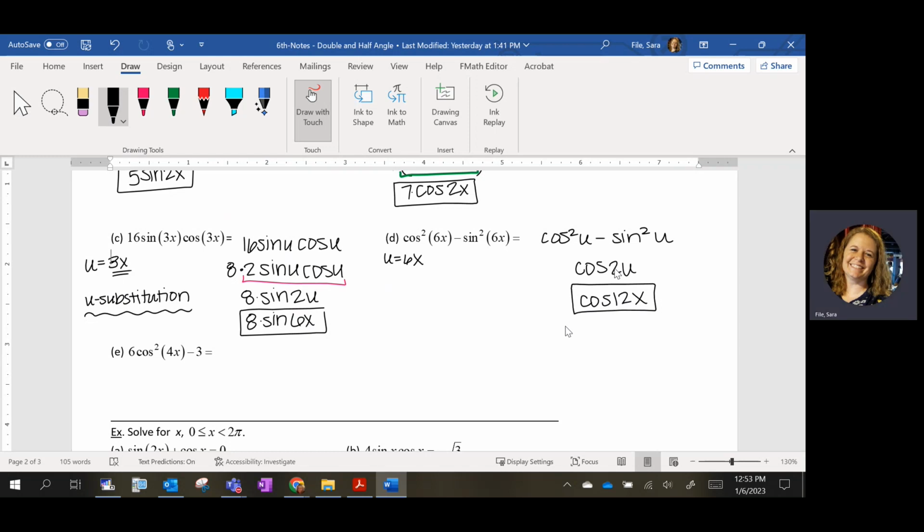All right, so I'm going to give you all a second. I want you to try E. Use u substitution and give that one a shot. So that one's going to kind of combine what we did in these previous ones. You have to use u substitution and you have to factor.